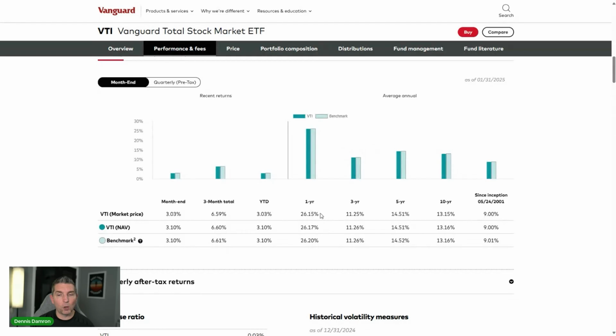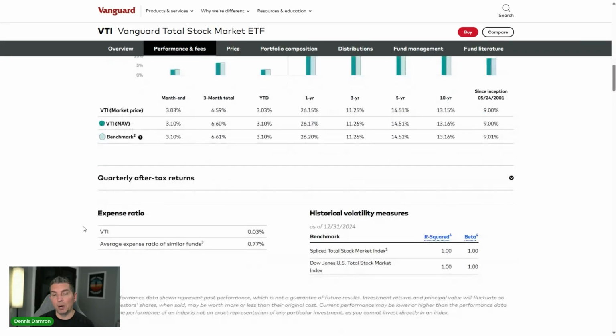When we start looking at our 1 year, the 3 year, the 5 year, even the 10 year, very similar performance to what we've seen with that S&P 500. But overall, remember, 20% of this ETF gives you exposure to the mid cap and the small cap in the United States. This is everything that is publicly traded within the market itself.